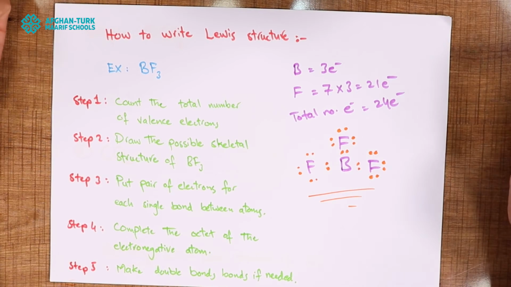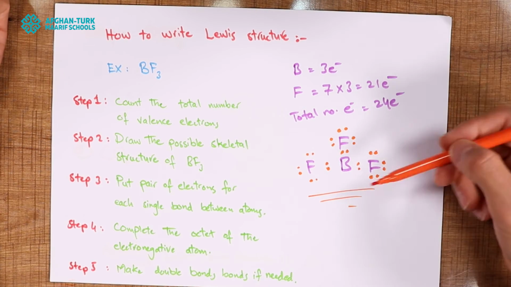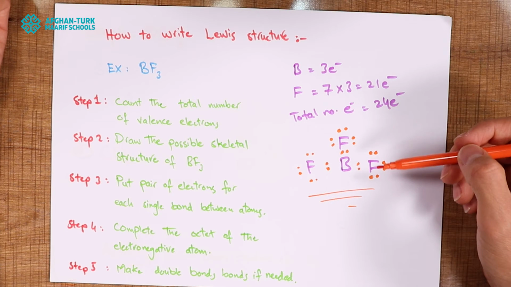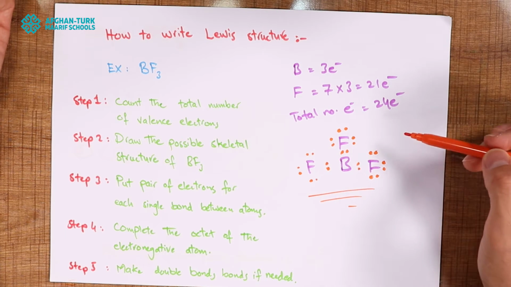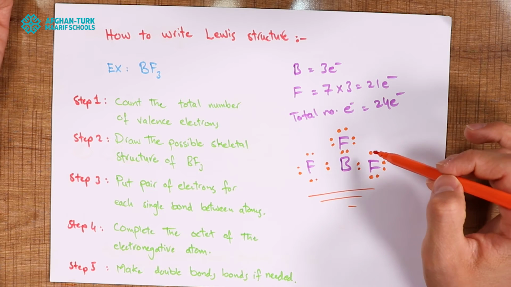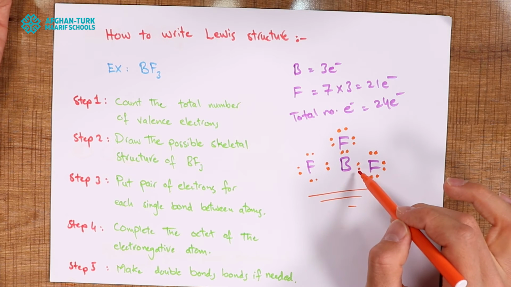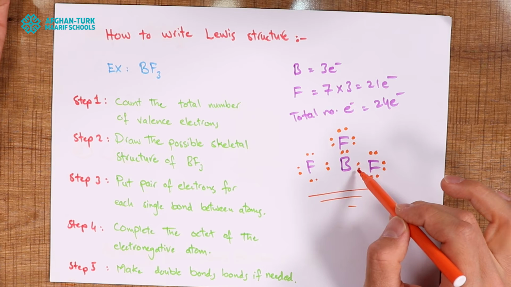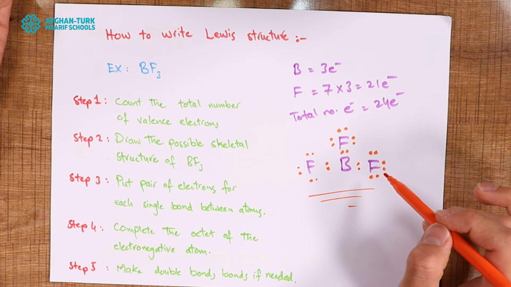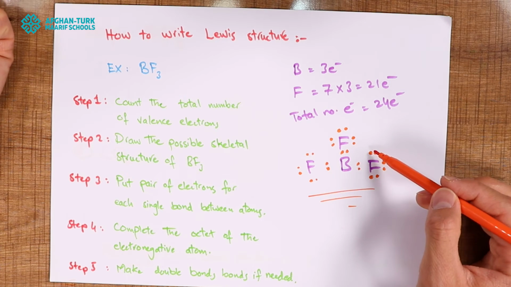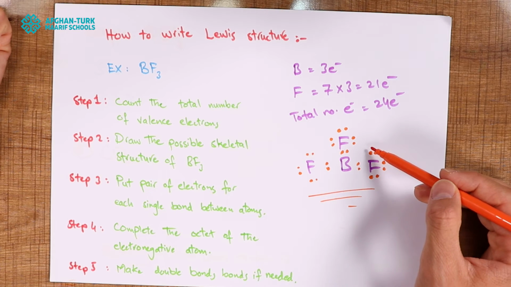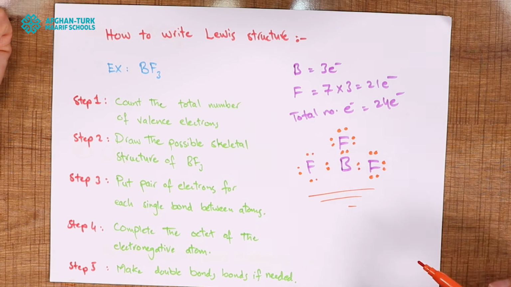But in case the electrons are still remaining, we need more electrons to fill the bonding pair between these 2 atoms. In this case, we can form double bonds. We can borrow these electrons and put them as a bonding pair between them.